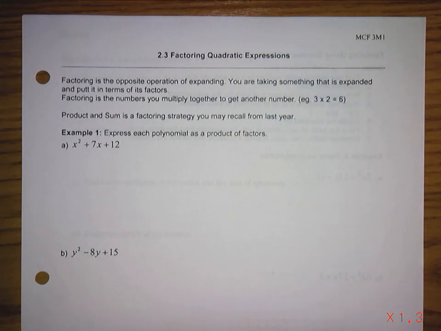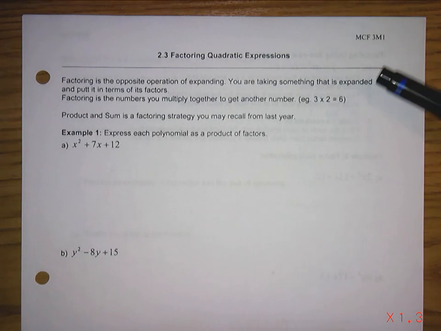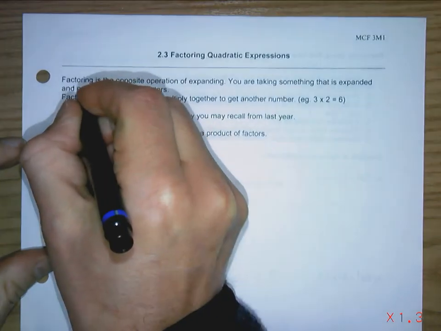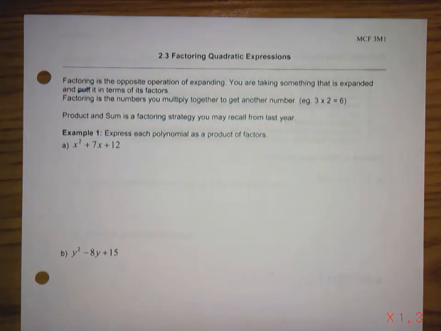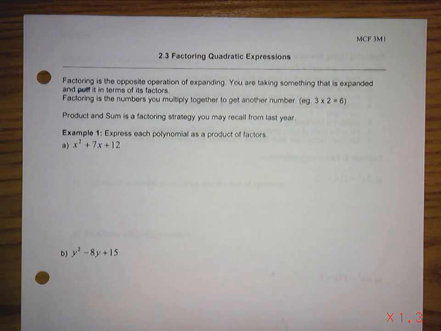Factoring quadratic expressions. Factoring is the opposite operation of expanding. You're taking something that is expanded and putting it in terms of its factors. This should have been the word putting. So you're putting it in terms of its factors. Factoring is the numbers you multiply together to get another number. That's what a factor is. So a factor is something that multiplies with another factor to give you a product. So product and sum is a factoring strategy that you may recall from last year.